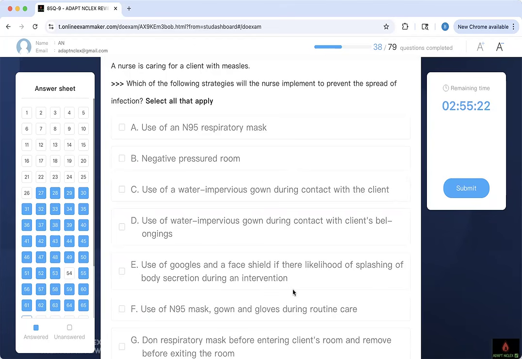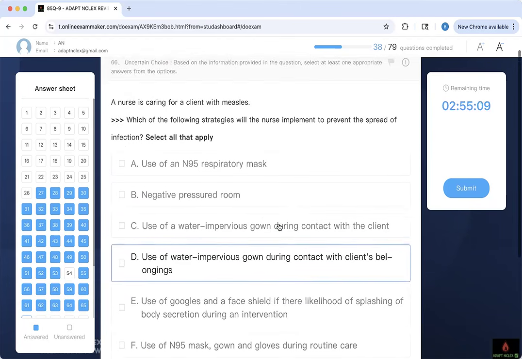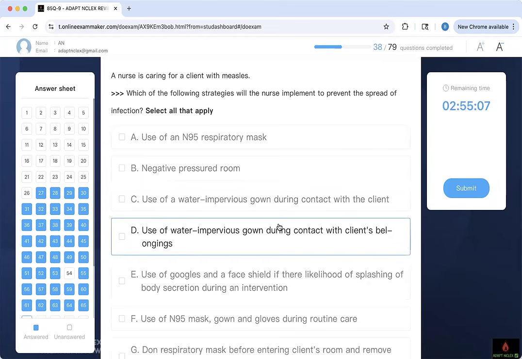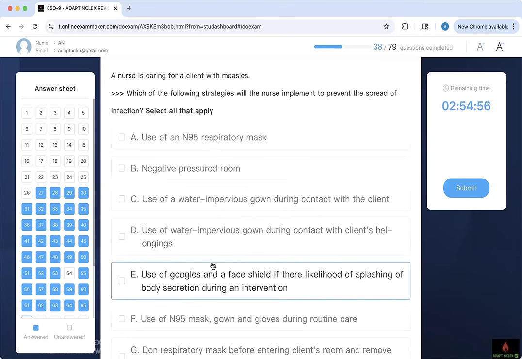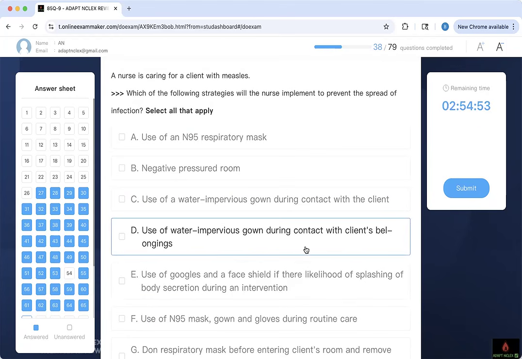Which of the following strategies would the nurse implement to prevent spread of infection in a patient who has measles? Put it in the group. What is measles? Airborne. And therefore, for airborne, what kind of precaution do I need? That's all. Don't make it difficult. Don't add anything. Use N95, negative pressure room. Use a water impermeable gown during contact with the client's belongings.